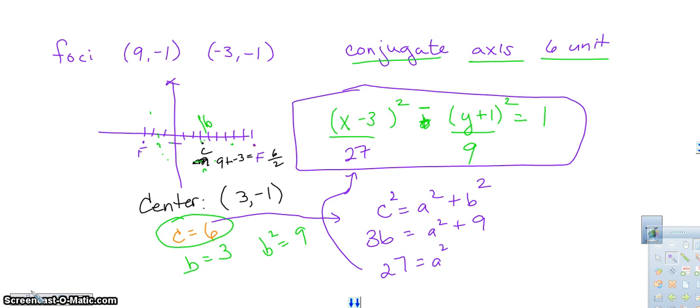Now, this is what you're going to do today. I showed you two horizontal ones, but obviously you might have some that open up and down. The only difference is that your y term is first, the positive one, when they open up and down. Okay.